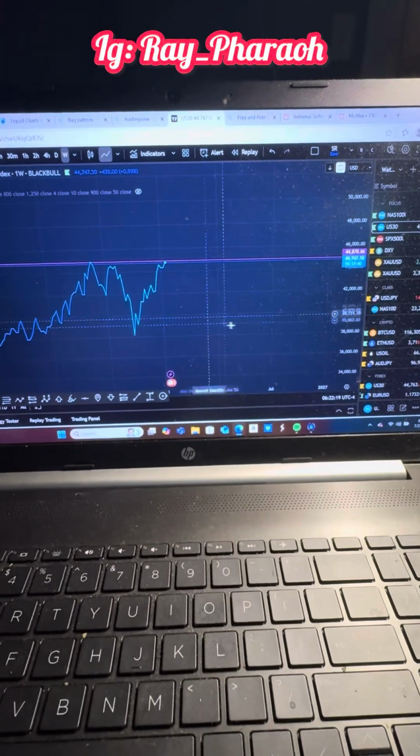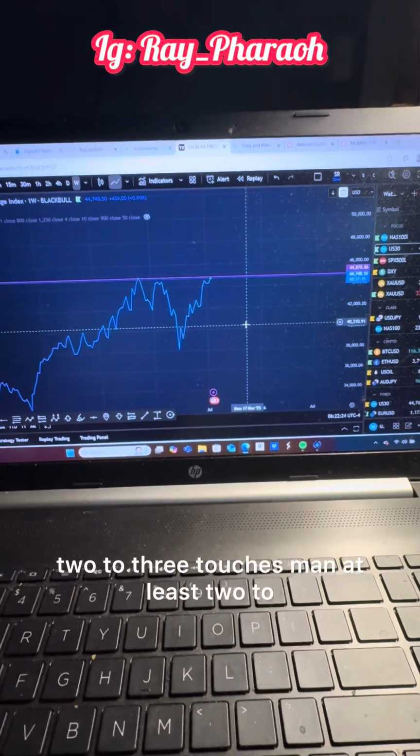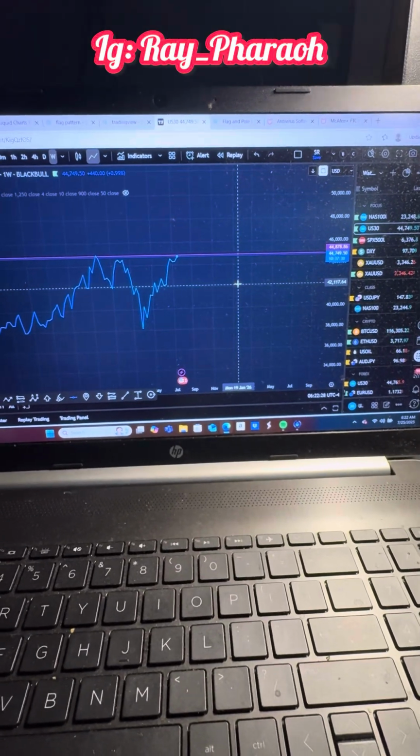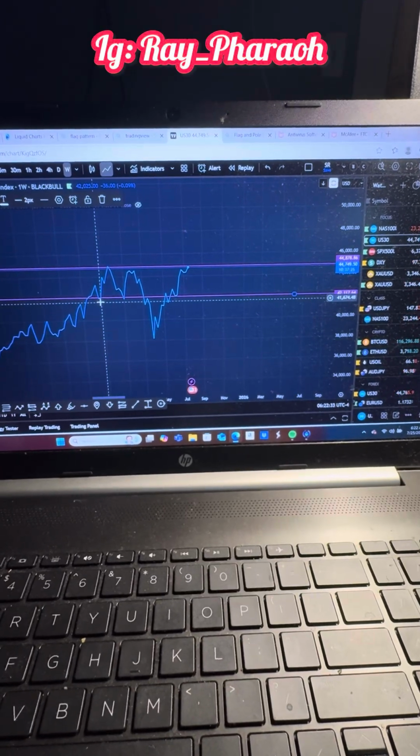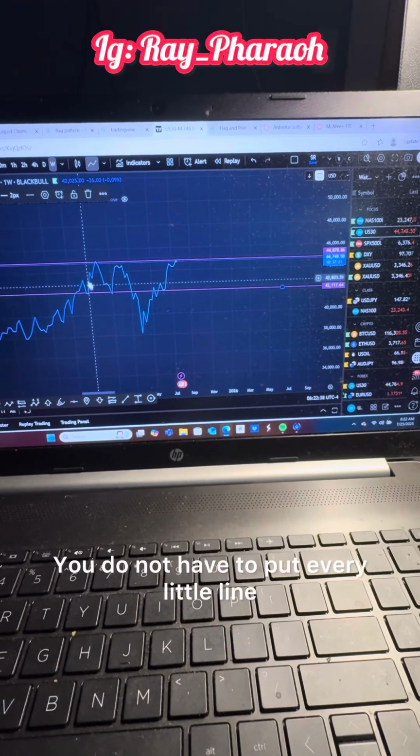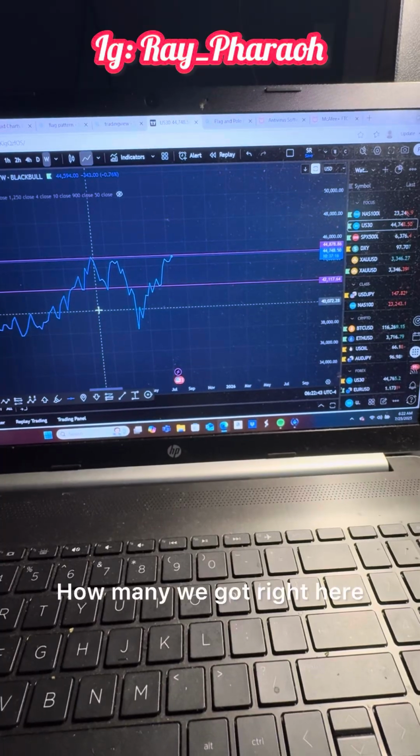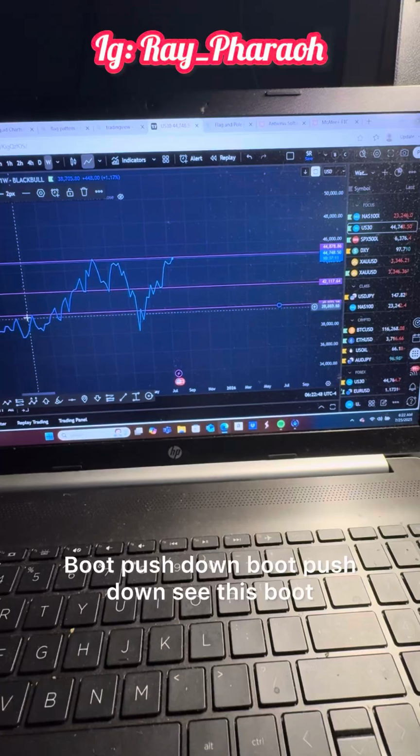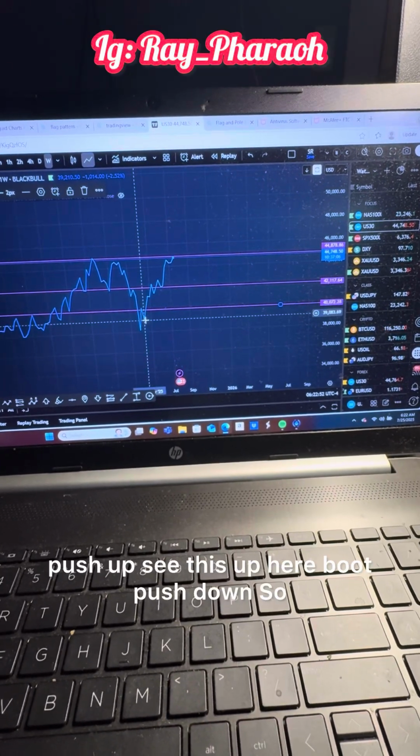So you normally want 2 to 3 touches, at least 2 to 3 touches. See, come down here, 3 touches. You see how easy this is? 1, 2, and 3. You do not have to put every little line. Come down here, how many we got right here? It does not have to be perfect. Remember, it pushes down, pushes down. See this? It pushes up. See this over here? Pushes down.